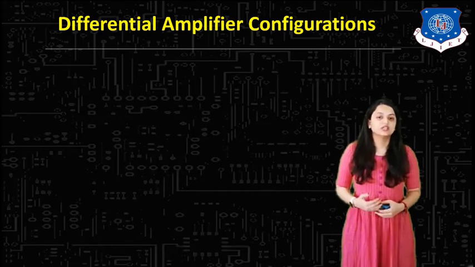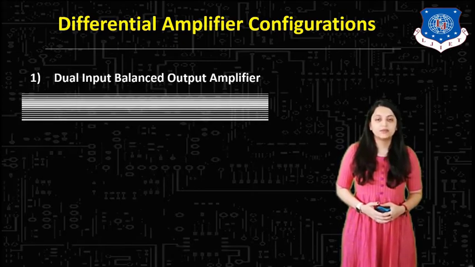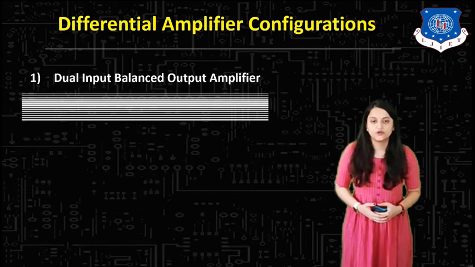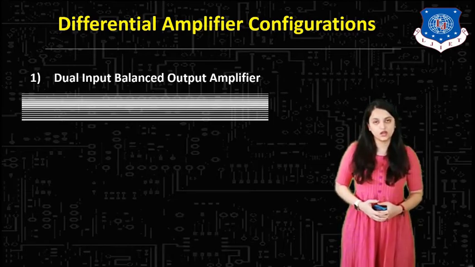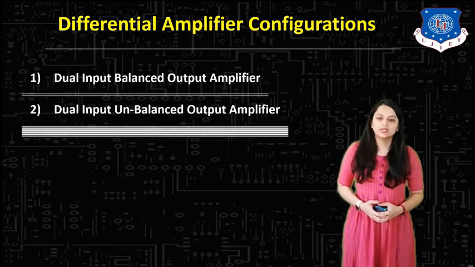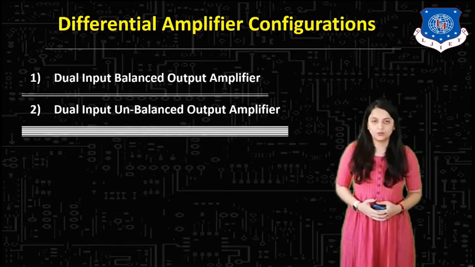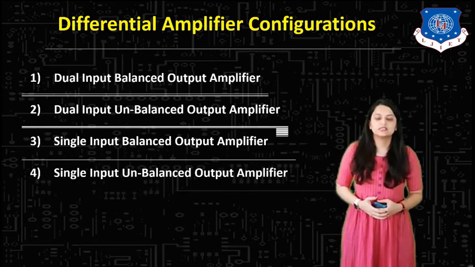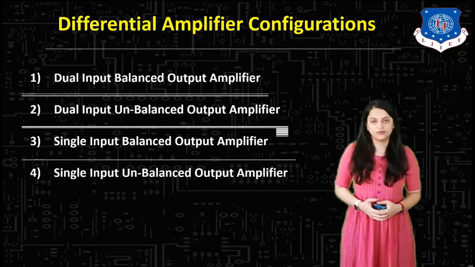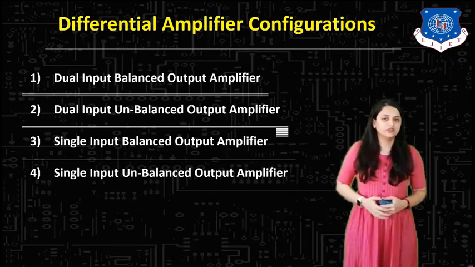Now let us see the differential amplifier configurations. There are basically 4 configurations for the differential amplifier. First one is dual input balanced output amplifier. Second one is dual input unbalanced output amplifier. Third one is single input balanced output amplifier. And the fourth one is single input unbalanced output amplifier. Now what are the differences between these 4?